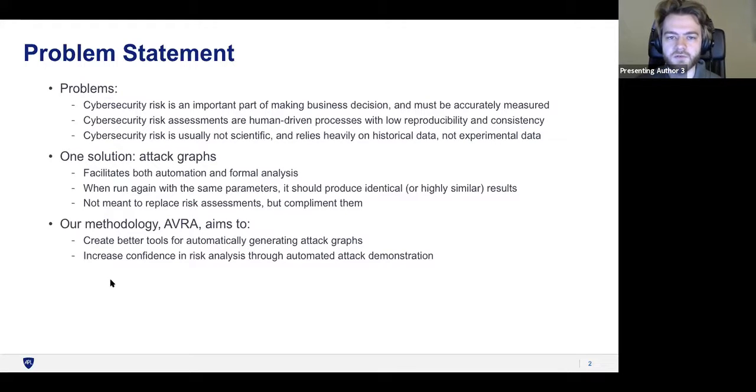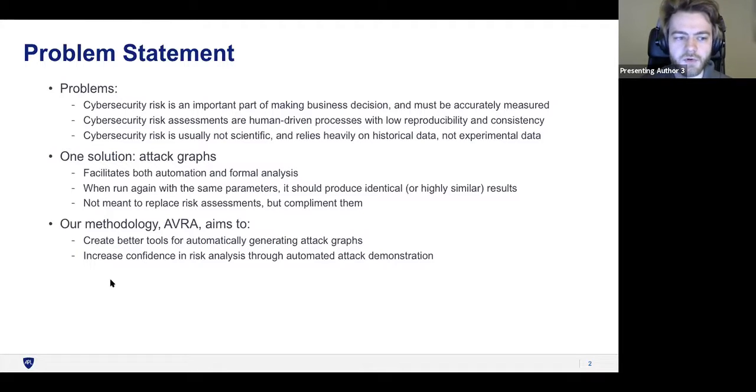And normally when you think of modeling and cybersecurity together, the first thing that most people think of is some sort of risk model, because it's extremely important to the business decision-making process. The problem with cybersecurity risk is that it's generally generated by risk assessments, right? And risk assessments are mostly human-driven. They're not generally reproducible or consistent.